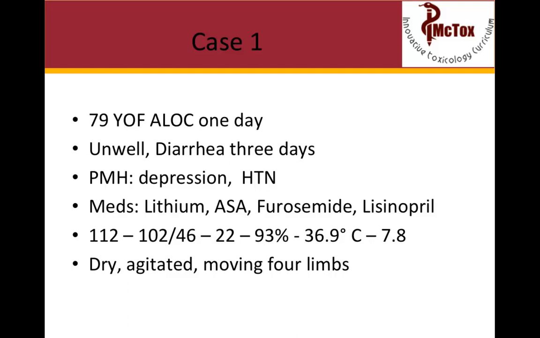The first case is a 79-year-old female who presents with a 1-day history of confusion and altered level of consciousness. This is on the background of a few days of loose stools and generally feeling unwell. Her past medical history is significant for depression and high blood pressure, and the medications she is taking include lithium, ASA, Lasix, and lisinopril.